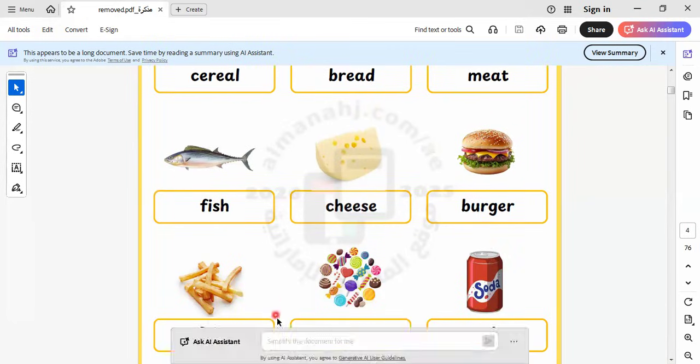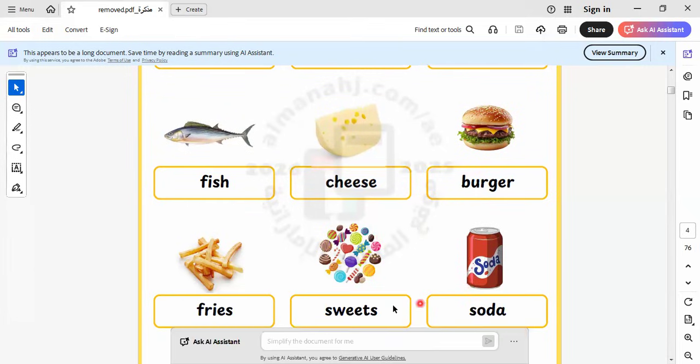The rest of the food, is it healthy? Burger, soda, sweets, and fries. I think all of us are saying this is unhealthy food, not healthy. When we eat it once a week it is not bad. But this is called unhealthy food because, here is a burger, and I think burger is fast food, and we know that fast food is bad for our health.